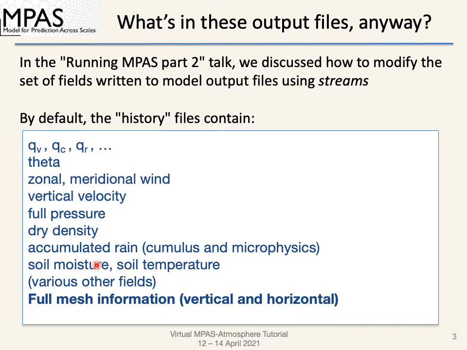But the important thing about the history files is that they include not only these time-varying atmospheric fields, but they also include the time-invariant full horizontal and vertical mesh information. That's a nice property of these history files, because it means that in some sense they're self-contained. They contain not only fields, but the description of the mesh on which those fields are represented.